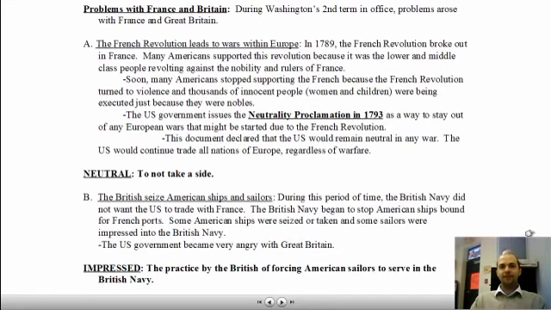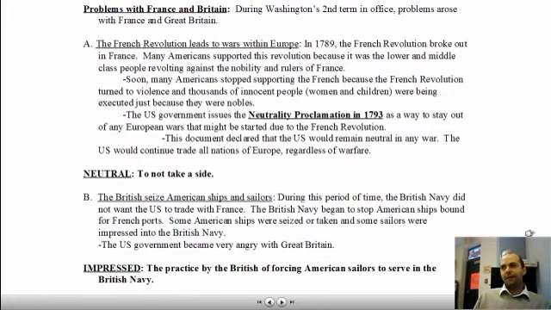So, in 1793, the U.S. government issued the Neutrality Proclamation, and it was a way to stay out of any European wars that might be started because of the French Revolution. And there were many wars because of the French Revolution. There was a war in Austria, in England, and all over Europe. This document declared that the U.S. would remain neutral in any war, and the U.S. would continue to trade with all nations of Europe, regardless of warfare.